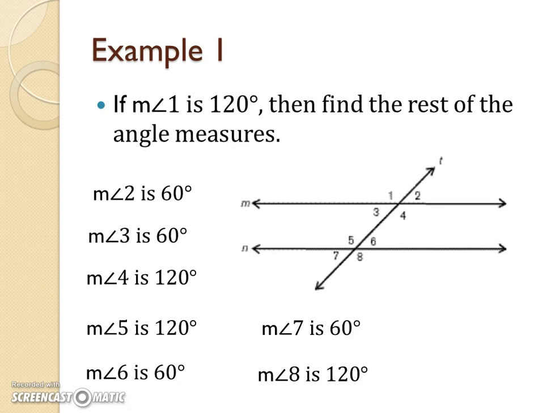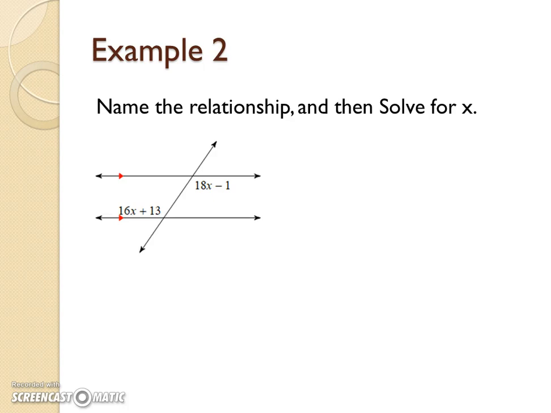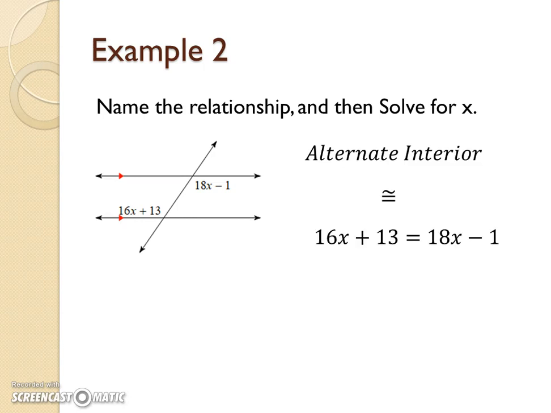Our next example. Here we have alternate interior angles. They are congruent. So we set them equal. 16x plus 13 equals 18x minus 1. Subtract 16x from both sides, you get 2x. Add 1, you get 14. So x equals 7.